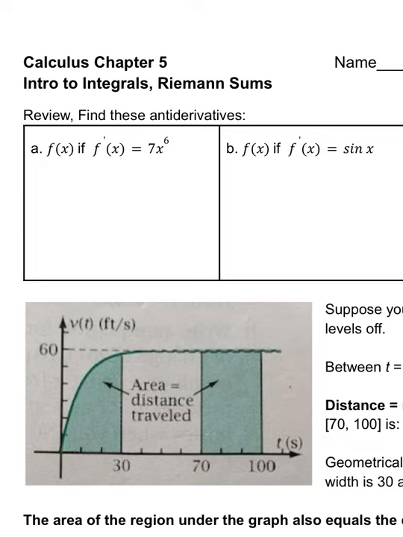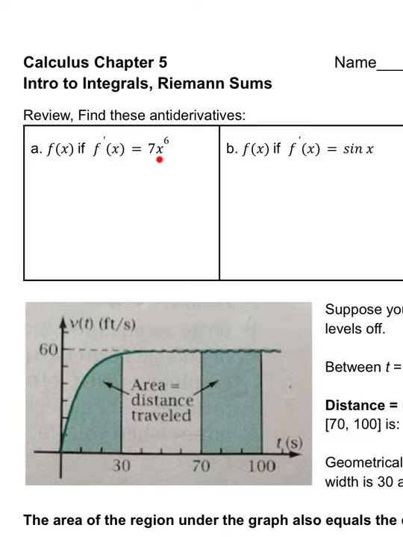Hey Calculus, we are going to start Chapter 5, which will be on integrals, another main concept in calculus. So we're just going to review finding antiderivatives. Remember, to find an antiderivative, we're just going backwards. We are given f prime of x, the derivative, and we have to find the original function f of x.